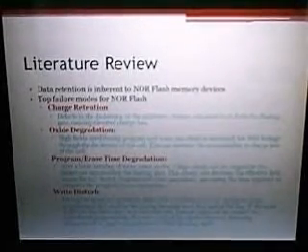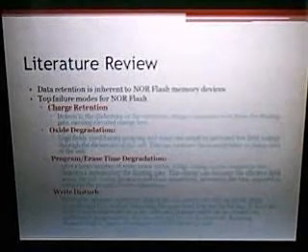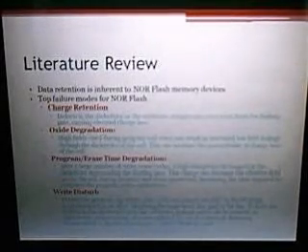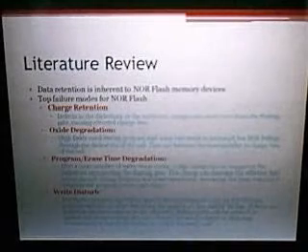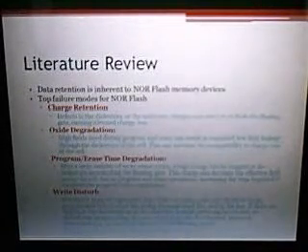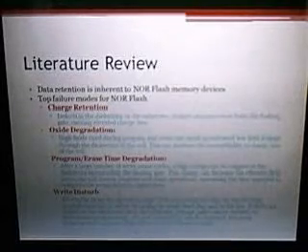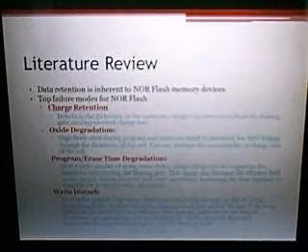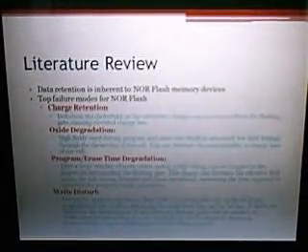So we're centering our literature review around charge retention and oxide degradation, as they seem the two most likely dominant failure modes leading to a data retention issue, such as we're studying here in this term project.